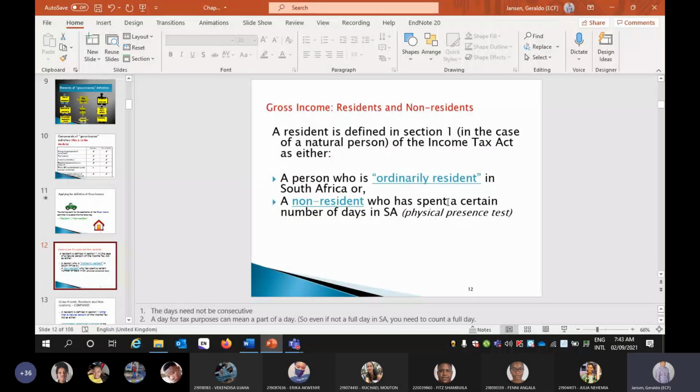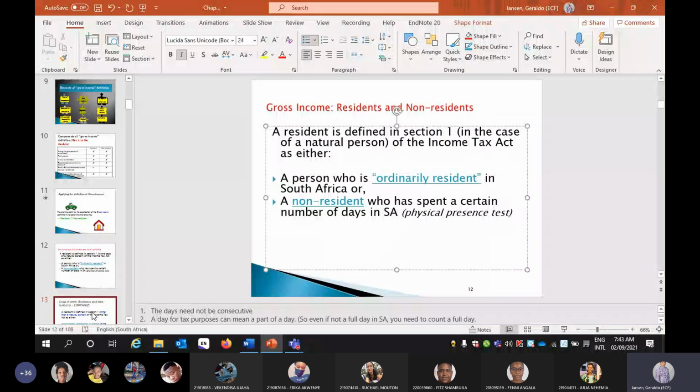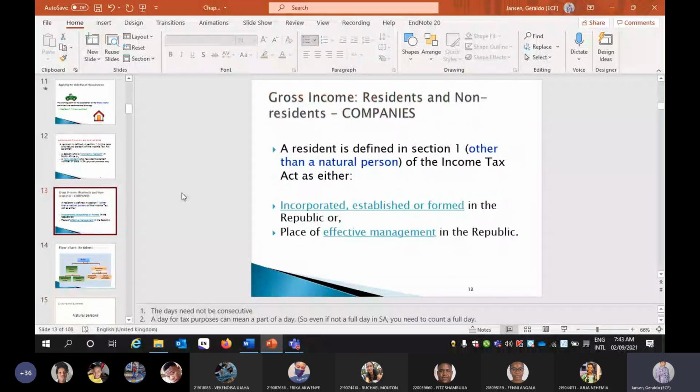resident. But we know a non-resident, someone who was not born in South Africa, might still be a resident for tax purposes. That is now if they pass the physical presence test. And that is why I told you that your client might give you a wrong answer. Then we also look for companies.